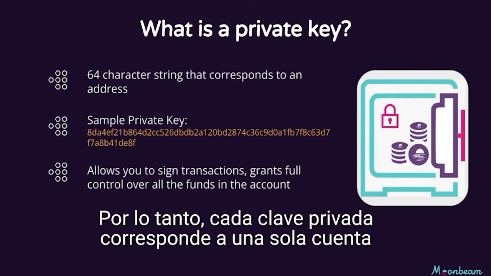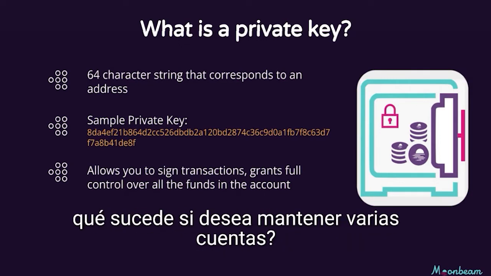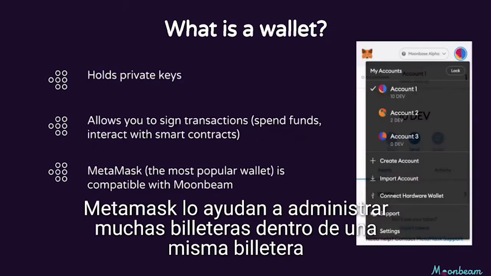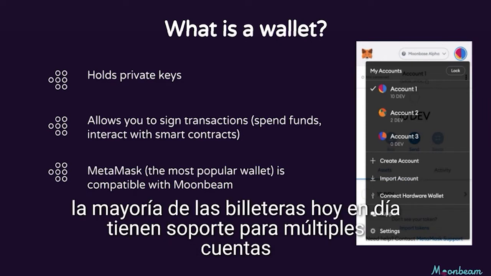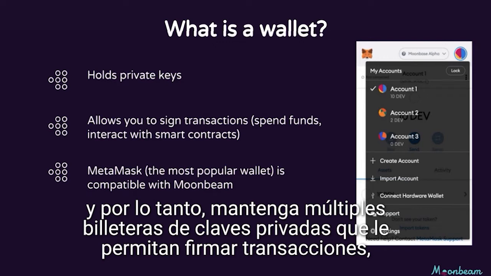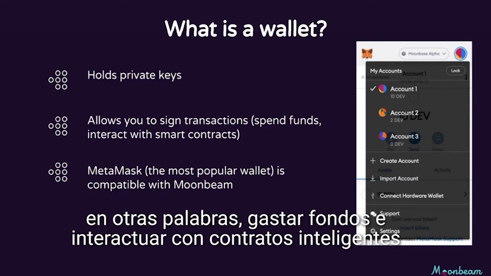So with each private key corresponding to a single account, what happens if you want to maintain multiple accounts? That's where wallets come in. Wallets, such as MetaMask, help you manage multiple accounts with ease. A wallet holds a user's private key and corresponding public key for each account. Most wallets today have support for multiple accounts and thus hold multiple private keys. Wallets allow you to sign transactions. In other words, spend funds and interact with smart contracts.